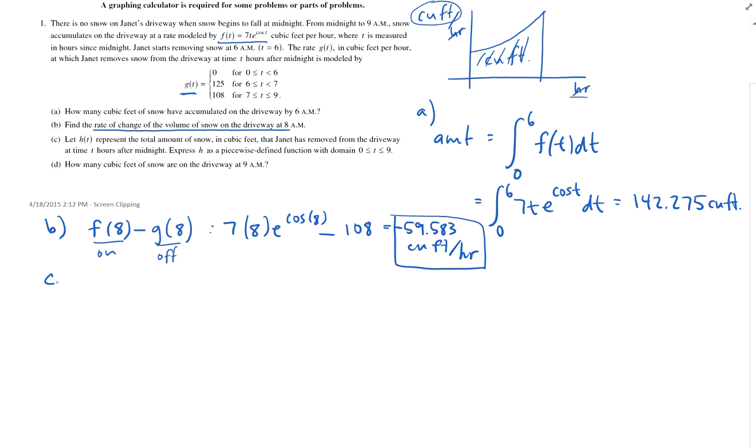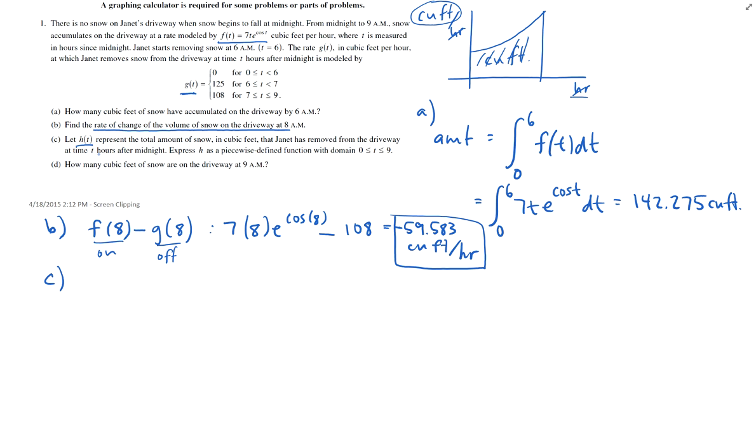C. Let h of t, now this one you have to really kind of think about a little bit. And once you recognize what it's asking, then it's not such a big deal. But initially it can be kind of confusing. So h of t is the total amount of snow in cubic feet that Janet has removed from the driveway at time t hours after midnight. Express h as a piecewise defined function with domain t is 0 to 9.